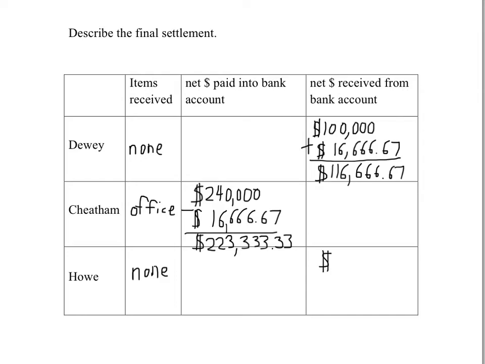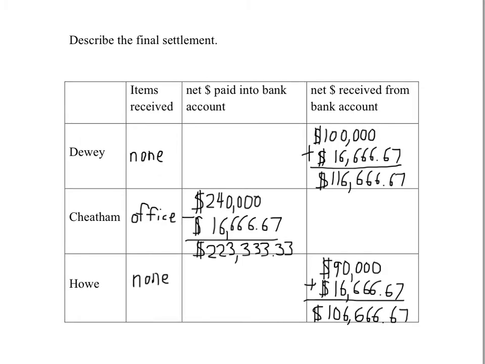He started out receiving $90,000 from the bank, and now he receives an additional $16,666.67. That brings his total to $106,666.67. We do have to keep our wits about us when we solve this problem, just to keep track of whether we're adding or subtracting at this stage, but it does make sense. Whoever was originally receiving money is now receiving more. Whoever was paying originally is now paying less.